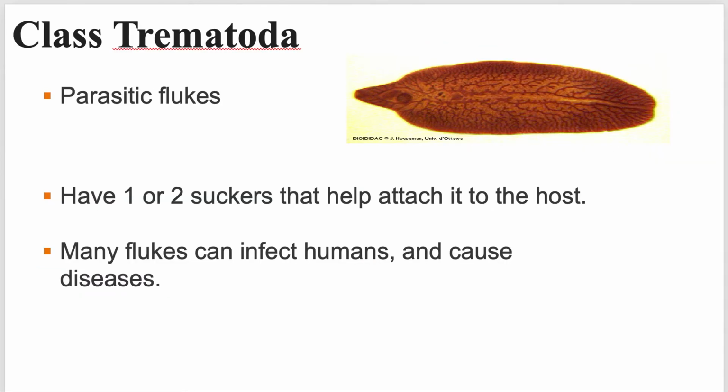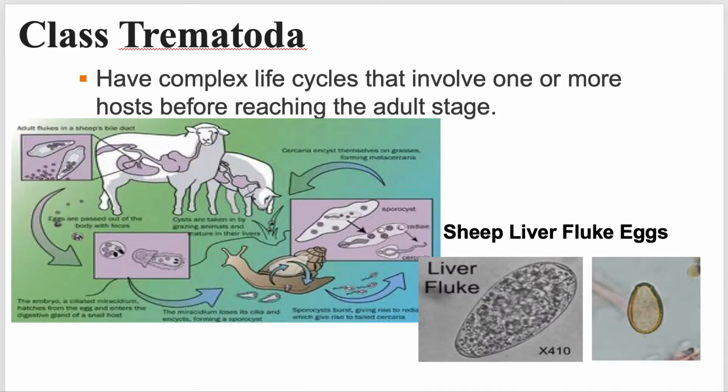Right. Moving on to the class Trematoda, this includes parasitic flukes, and these will have 1 or 2 suckers that help attach to the host. Many flukes can infect humans and cause a lot of diseases. They have complex life cycles that involve 1 or more hosts before reaching the adult stage. For instance, this diagram is of the sheep liver fluke, which infects sheep. I know this picture is of terrible quality, even if this wasn't a video.